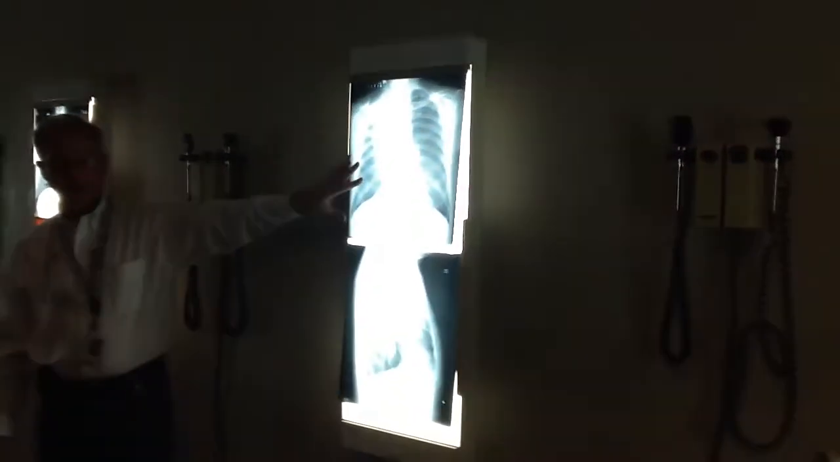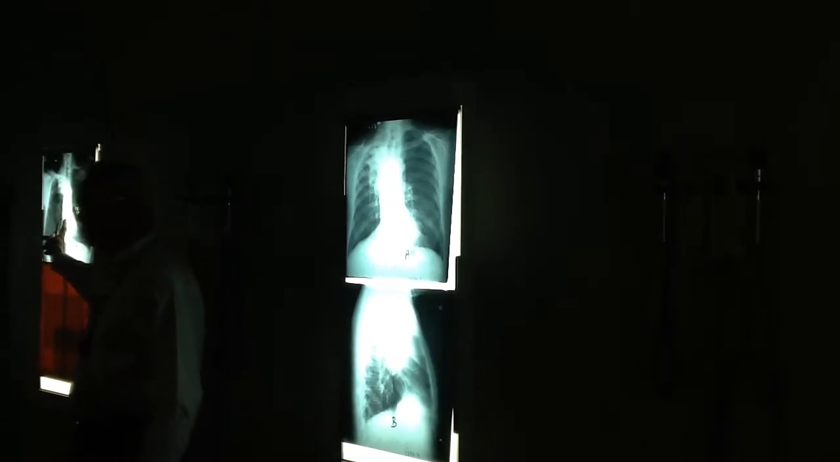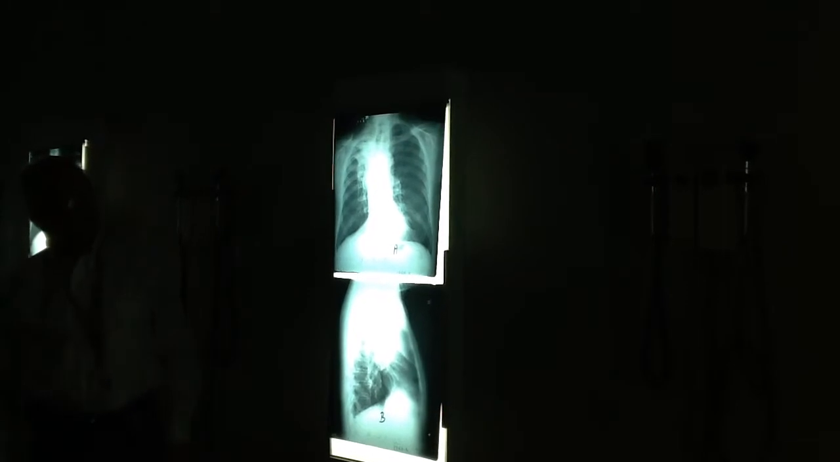has some similarities to this one. Where's the density? Right up below. Upper right lung field, exactly. Upper right lung.